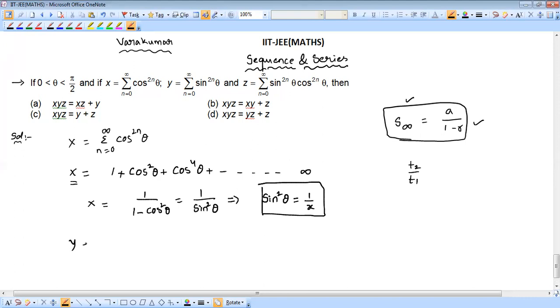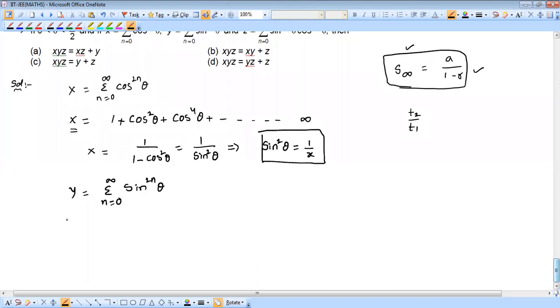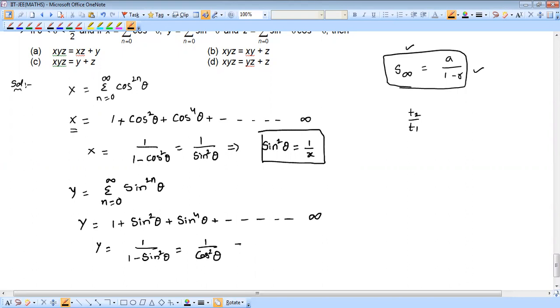Keep this aside once. Now, similarly, they have given y also, right? y = Σ (n=0 to ∞) sin^(2n) θ. The same thing, we expand as before: 1 + sin² θ + sin⁴ θ, and so on to infinity. Then S∞ is y = 1/(1 − sin² θ) = 1/cos² θ. Here also, let me make cos² θ the subject. Then cos² θ = 1/y. Let us keep this aside on one side.